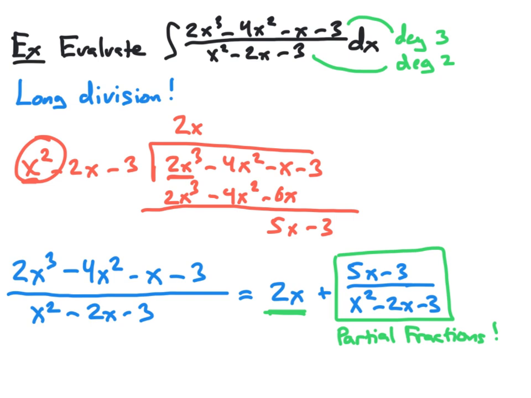At this point, if you'd like to pause the video, try to use partial fractions to expand and evaluate the integral of 5x minus 3 over x squared minus 2x minus 3. And then remember to add in the 2x term at the beginning as well. You can resume the video in a few seconds to see the full solution.